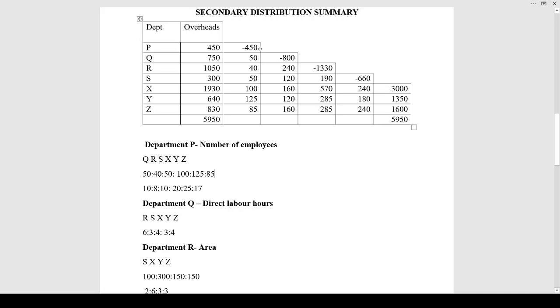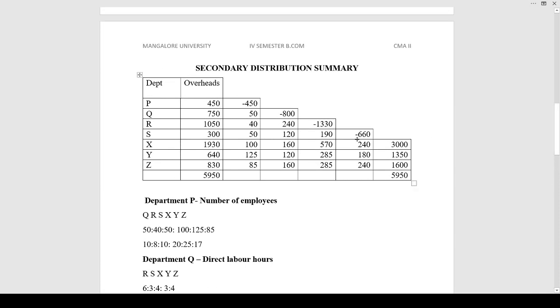So by this we have finished the distribution of all the service departments P, Q, R, and S. Now we can find the total of the X department. So the X department total is 3000, Y department total is 1350, and Z department the total is 1600. So the total of all these items together is 5950.